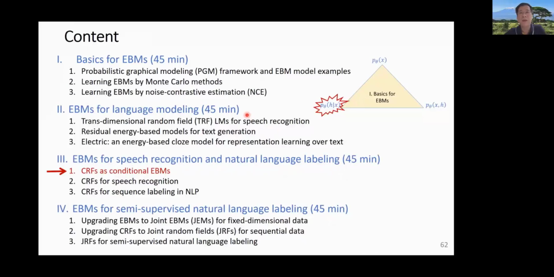Okay, let's begin Chapter 3. In Chapter 3, we mainly introduce energy-based models for modeling conditional distributions, such as P of y given x. So the applications are mainly discriminative tasks, such as speech recognition and natural language processing. We'll have three sections. First, let's introduce conditional random fields as conditional energy-based models.